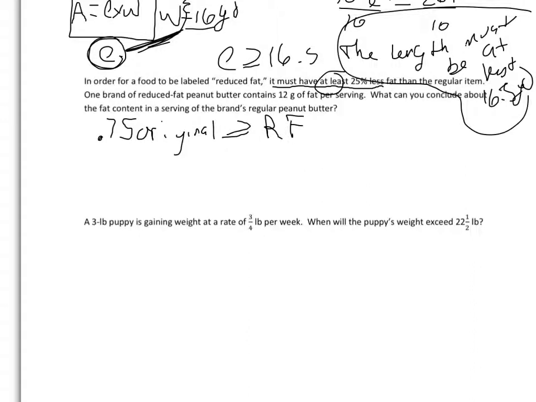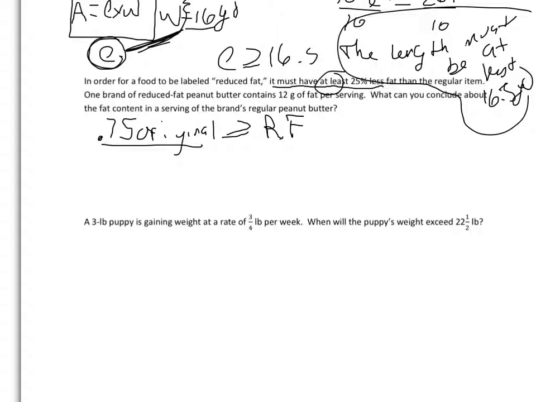So 25% less is going to be 75% of the original. So the reduced fat has to have less than 75% of the original fat. So that's how we can write this out, and realistically that's about the easiest way to think about the problem.